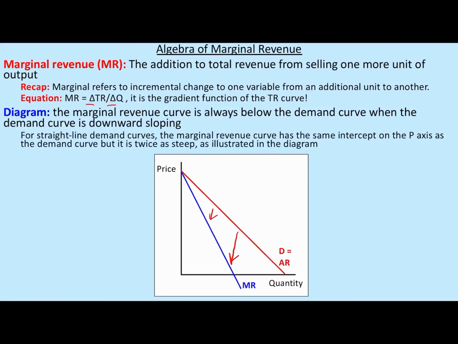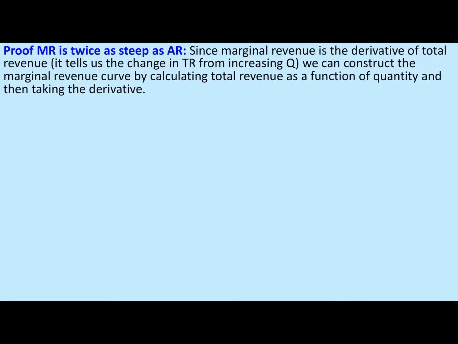For straight line demand curves, the marginal revenue curve has the same intercept on the P-axis as the demand curve, but it is twice as steep. The quantity where MR is equal to 0 is half the quantity where AR is equal to 0, because the MR curve is twice as steep, and that's what we'll be proving today. So, prove that MR is twice as steep as AR.